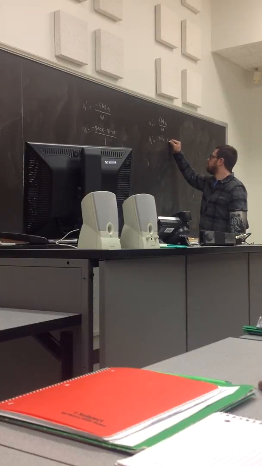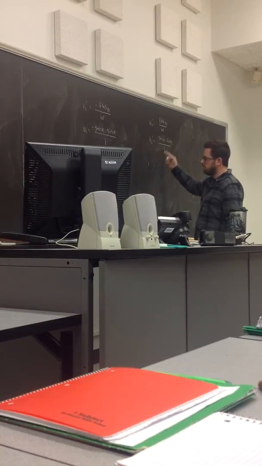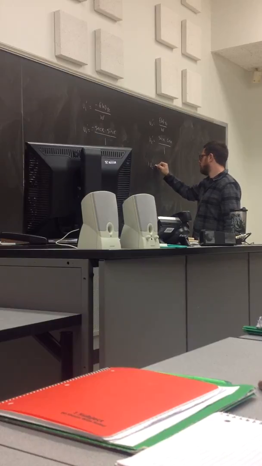Cosine. Divided by 1 with secant times cosine. Secant times cosine is 1, so U2 is pretty simple. This is x plus C2.